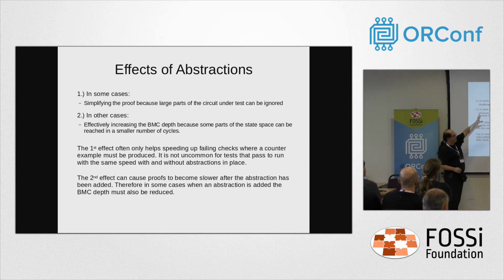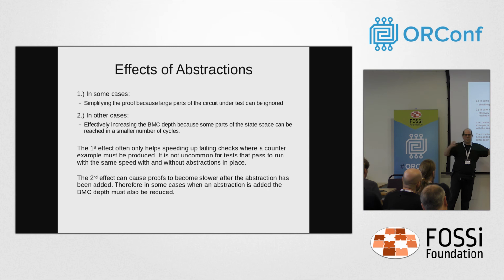However, when we do these abstractions, there's one thing to keep in mind, that there are two effects an abstraction can have. The first one is that the proof just becomes easier because I don't need to consider a certain part of the design anymore. However, now it's possible that with the same bounded model check depth, I can reach a much, much wider state space within my design. And that can actually make the proof harder because I'm, for example, still running something that's 10 steps deep, but suddenly it has the same complexity as something that's 100 steps deep because I can reach all possible states in the design at once.